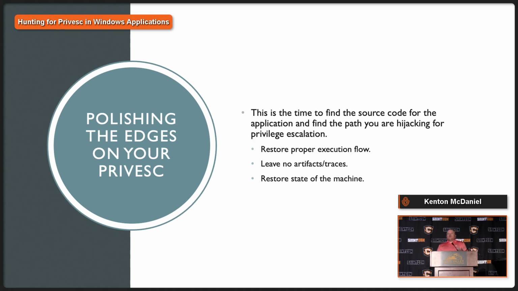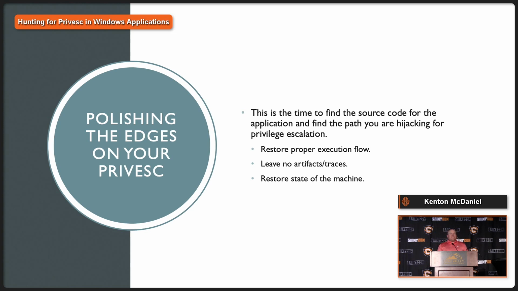Now is the time to find source code if you can get it. Put your source code reading skills to use. Find that source code, dig through, see what you can fix in the path, see what you can find in this privilege escalation path to help you craft a working POC that doesn't break the software.